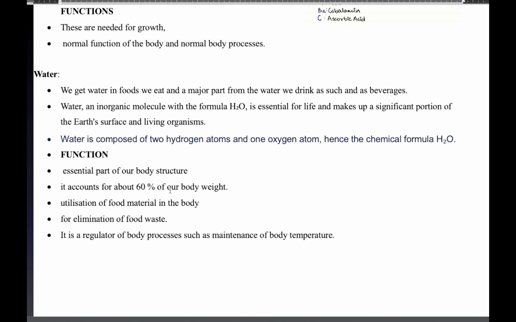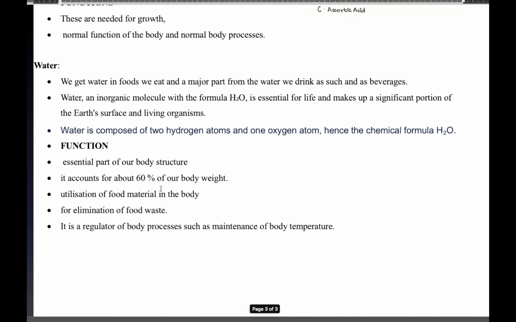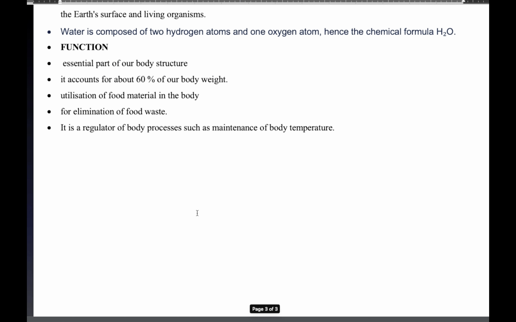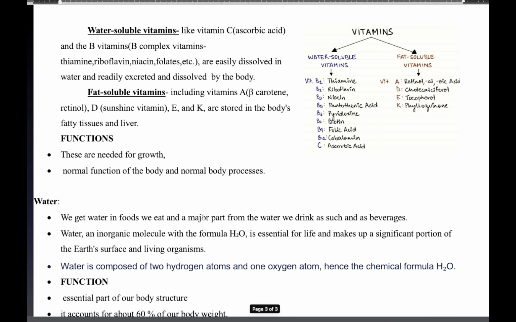Okay, 60% of our body weight comes only from water. And for the utilization of food material in the body we need water, and for the elimination too we need enough water. Okay, and it is also needed to form blood and for the maintenance of body temperature and other functions in the body. Okay, so that would be the all total of the nutrients.